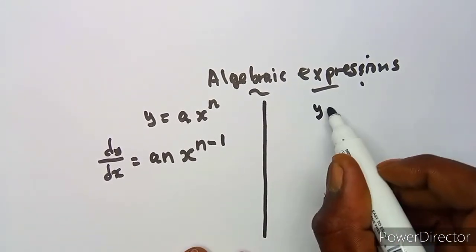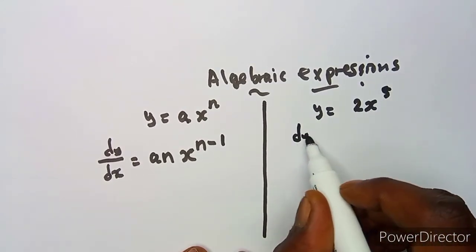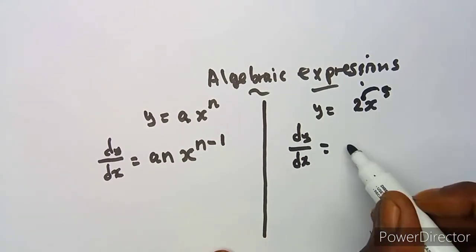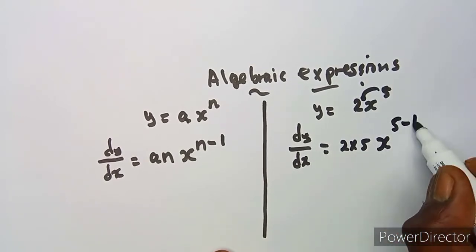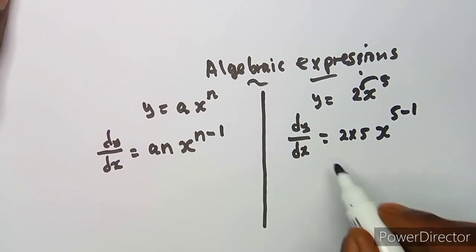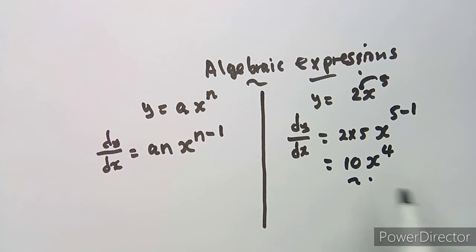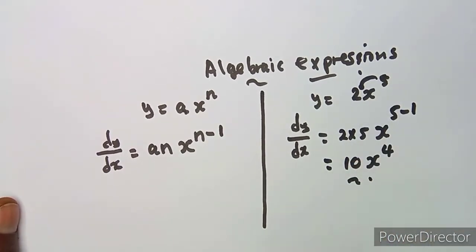What am I trying to say? If I am given y equals 2x to the exponent of 5, that means dy/dx is equal to, you multiply 2 and 5, that is 2 times 5, then you subtract 1 from this exponent, which is 5 minus 1. So that will give us 10x to the exponent of 4. Instead of writing this, guys, you can simply multiply in your mind, subtract also in your mind, then you just write the answer. If that is possible, you can actually do that.